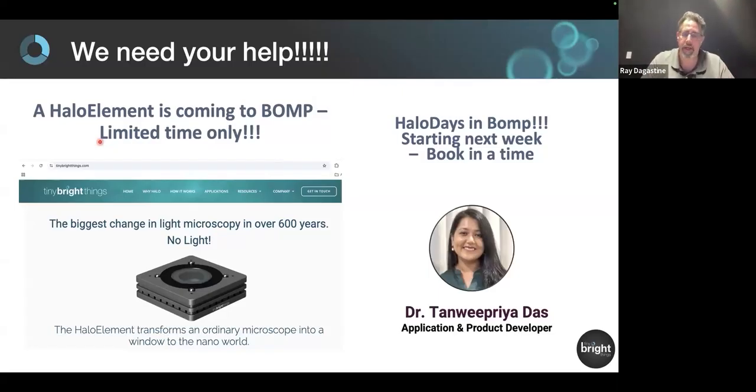And so we have a HaloElement coming to BOMP, as Paul mentioned. It's going to be limited time only. We're going to leave it there for about a month. And Dr. Tongwa Das, who's our applications and product developer, who is the world expert on running samples on a Halo, is going to be there for about 4 weeks. And she has a calendar invite. There's a link for it in the chat, and come and try out your sample.